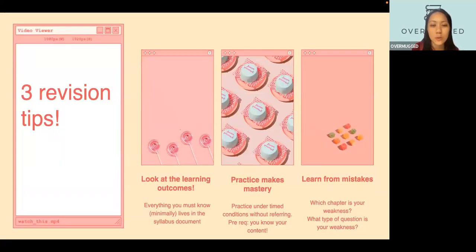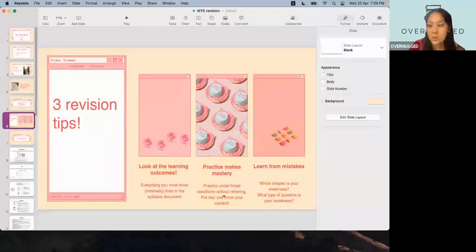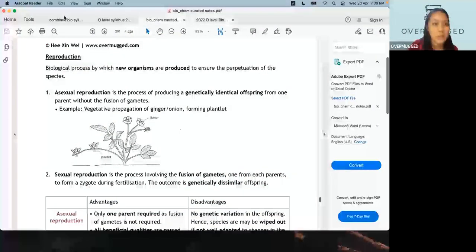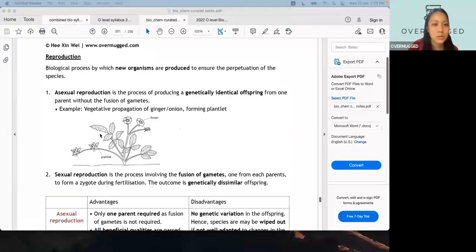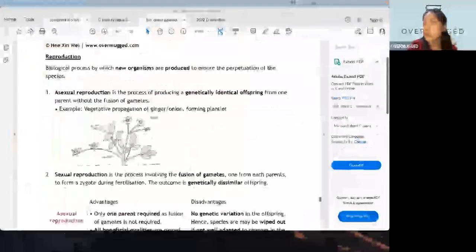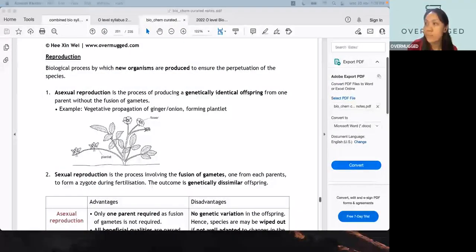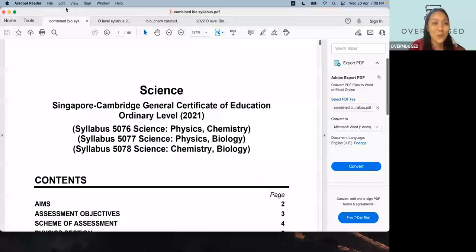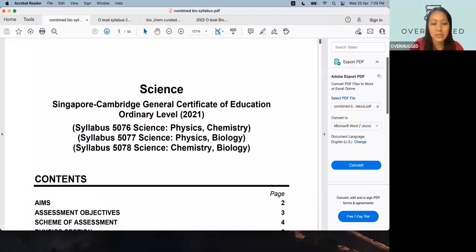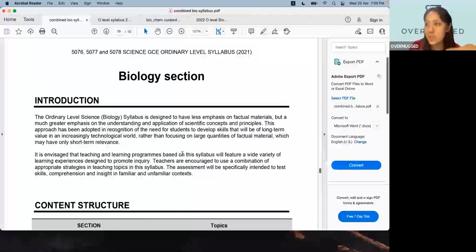The first one is to look at the learning outcomes. Minimally, everything you must know lives in the syllabus document. Let me show you what the syllabus document is. For combined science, you just go and search for the bio SEAB syllabus on Google. It is definitely the first document that will come out, or you can search your syllabus code.